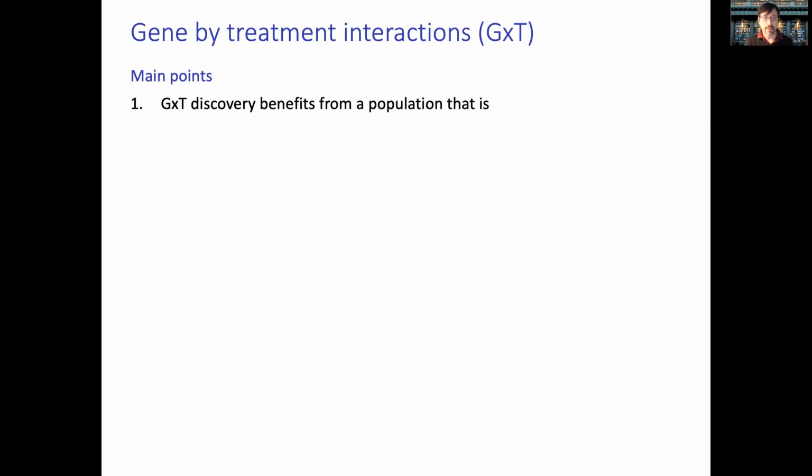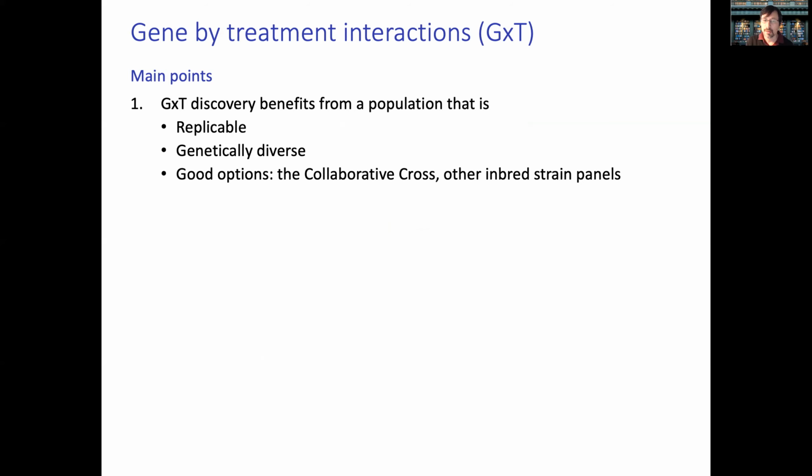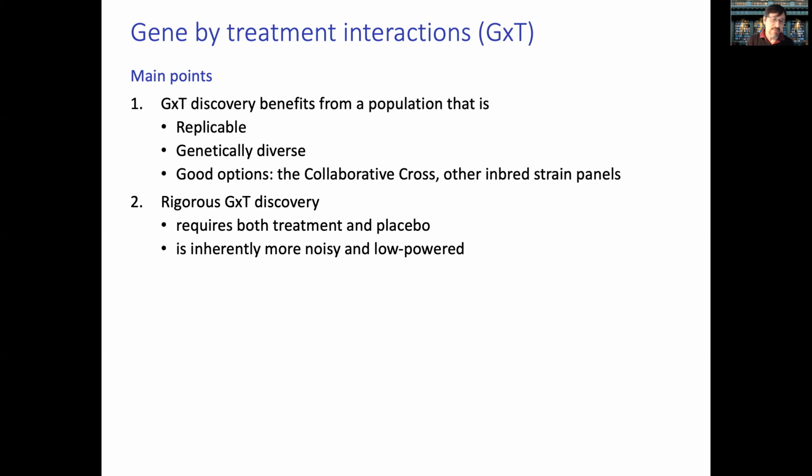So in summary, G/T discovery benefits from a population that is replicable and genetically diverse. Some good options for this are the collaborative cross, but also other inbred strain panels. Rigorous G/T discovery requires both treatment and placebo. It's inherently more noisy and low powered, but this just means that you have to design in a way that mitigates that and model in a way that takes advantage of that.